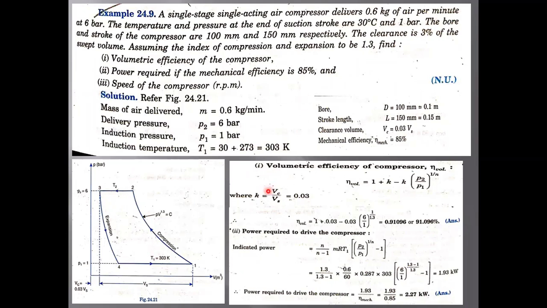Next, he has asked for the volumetric efficiency. Here, he has given the K value. Clearance is 3% of swept volume. That means VC by VS is nothing but the clearance ratio. That clearance ratio has been given as 0.03, right?